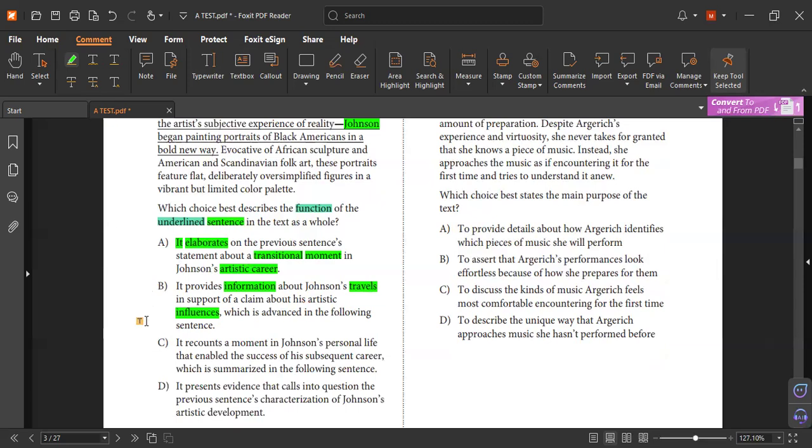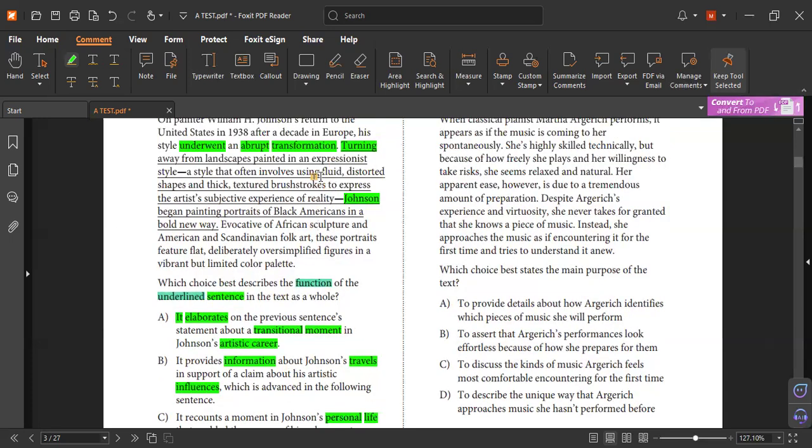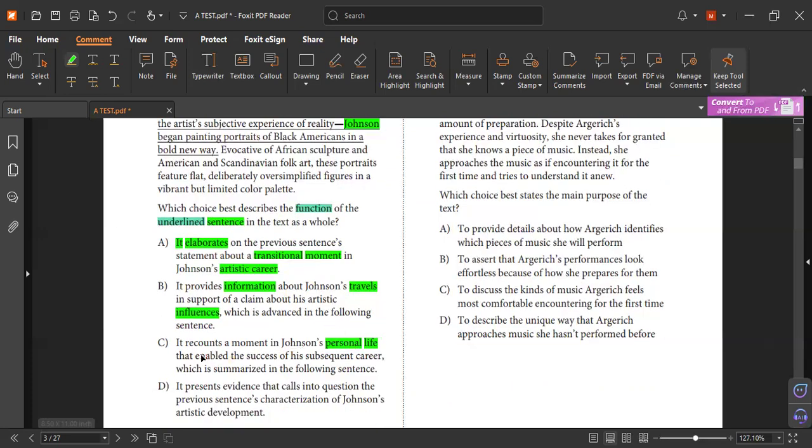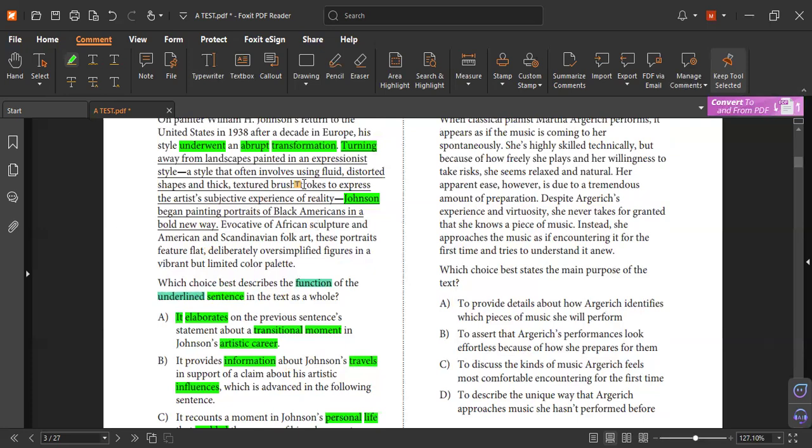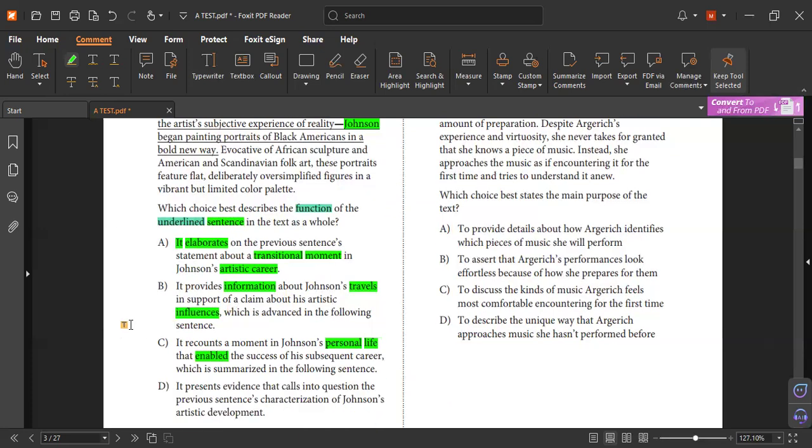Now how about letter C? It recounts a moment in personal life. Yes. But that enabled the success of his subsequent career. That means this never talked about success. This is not the reason for his success. As he said here, that enabled. Okay, but here we don't have information that was the reason for his success. So see, it's not mentioned at all in the paragraph.